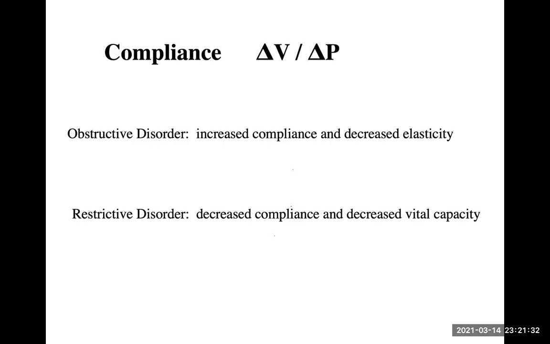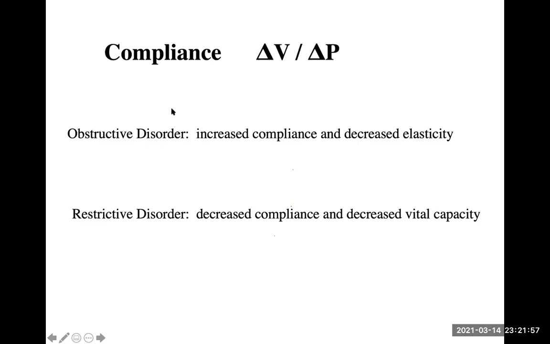Elastance, which is recoil, is the ability to return to the original shape after a deforming force is removed. This elasticity is important with expiration. After the lungs have stretched, they return to their original shape because of the elasticity, which gives them the ability to expel the air from the lungs passively.